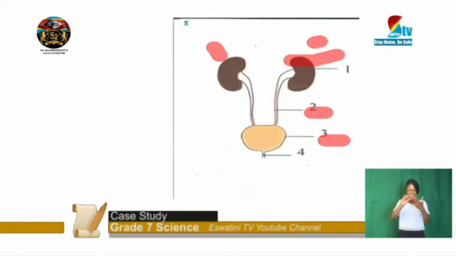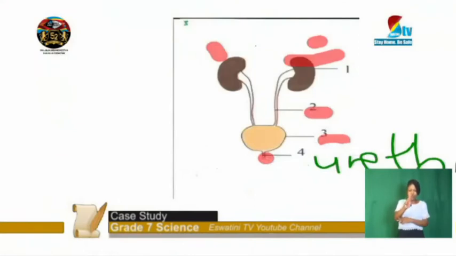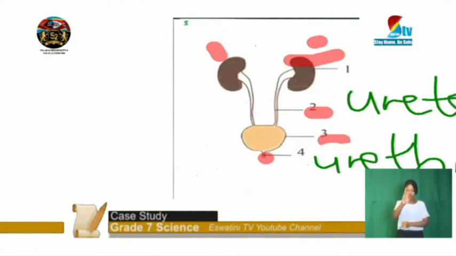It is a sac-like organ, muscular and elastic, meaning that you can fill in as much urine up to a certain capacity. And then we have number 4, called a urethra. I'm going to try and write those. Just bear with me. We have urethra, and ureter. I don't want you to be confused. I hope it is clear.